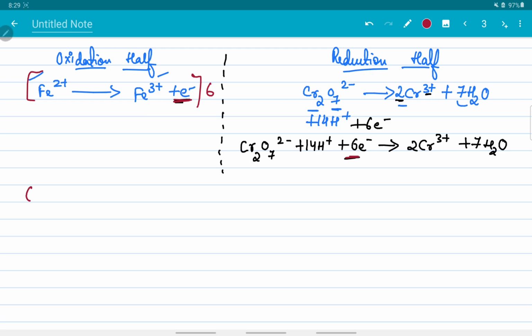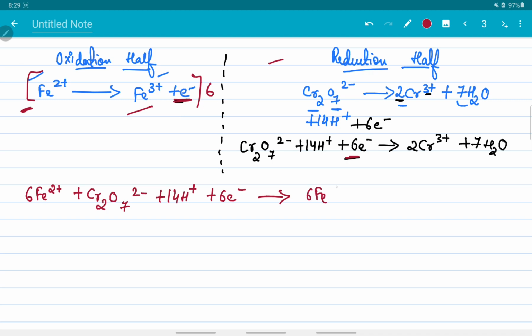So when we do that, this becomes 6Fe2 plus. From this side I am adding 6Fe2 plus because I have multiplied by 6, and then the reduction half for the LHS side: plus Cr2O7 2 minus plus 14H plus plus 6 electrons. Now this was the LHS side from the reduction half also. Now check the right hand side from the oxidation half. You have to multiply by 6.